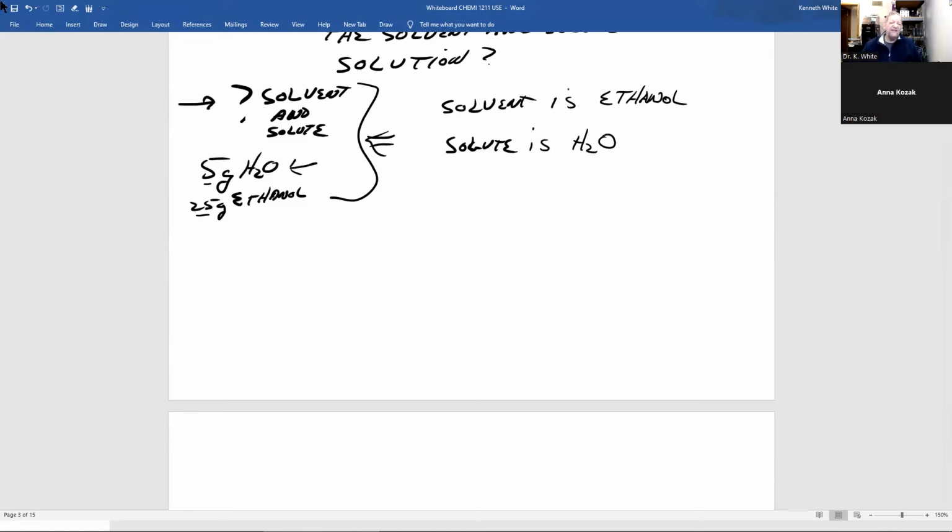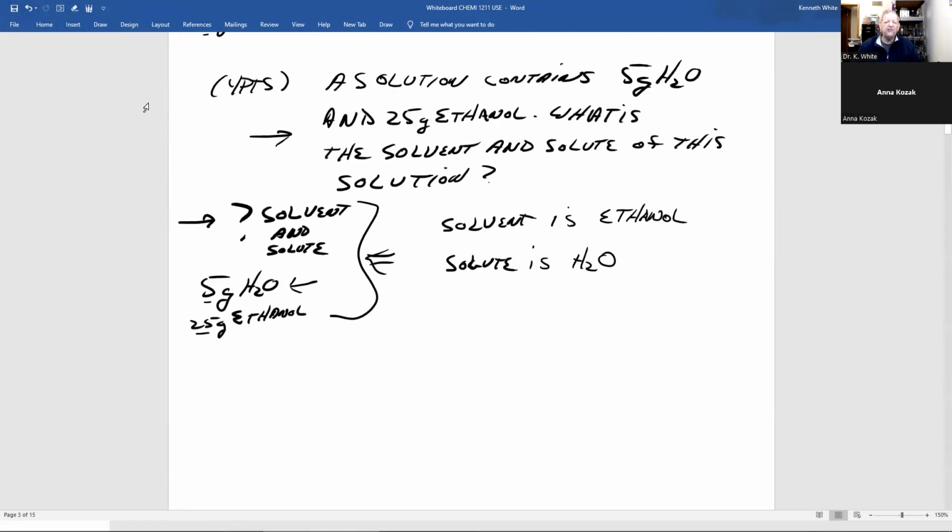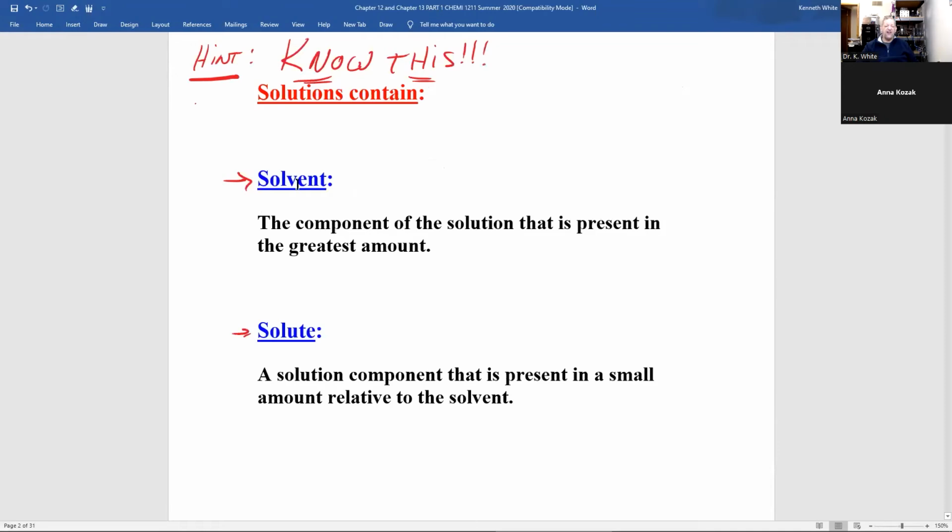is the solute. Now, the reason I gave you this problem is that in our daily world, most solutions are water. Not all, but a lot of them, where water is the solvent. But that doesn't have to be true. You can have solutions where water is a solute. So don't forget, the solvent is the component of the solution that's present in the greatest amount, and the solute is the component that's present in smaller amounts relative to the solvent.